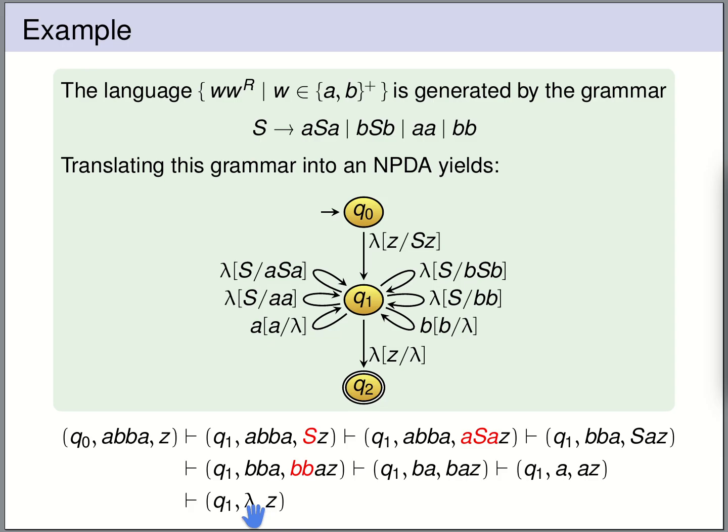And finally we have consumed all the input. On the stack we only have the stack start symbol Z left, so we can use the transition from Q1 to Q2, which removes Z from the stack. We are now in an accepting state and our stack is empty. So this non-deterministic pushdown automaton indeed accepts the word ABBA. It does so with respect to acceptance in final states, and it also does so with respect to acceptance in empty stack.